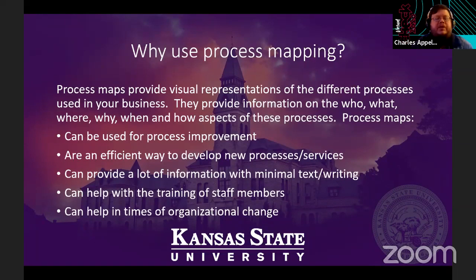So why use process mapping? I talked a little bit about why our area in K-State was interested in using this, and there are several general reasons that can apply to anyone. As I said before, these will show who does what and when, so it provides information at that level. They can be used for process improvement, which was the purpose we were looking for. They are an efficient way to develop new processes and services. So if you are needing to start a new service, this is a good way to plan it out before the service goes live. They do provide a lot of information with minimal text or writing, so they are a good summary tool.